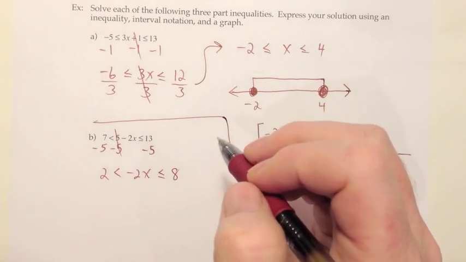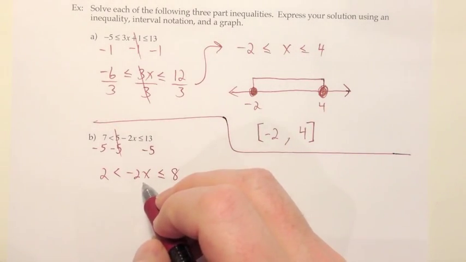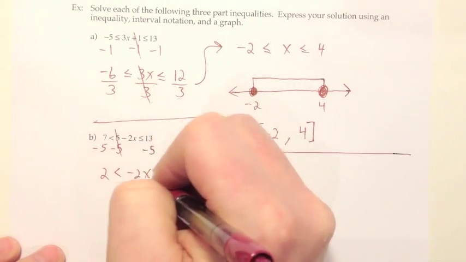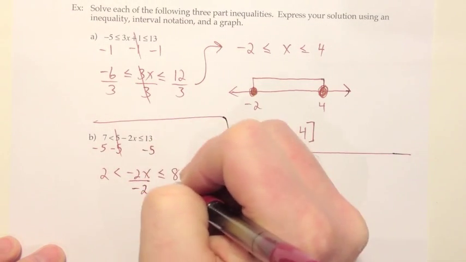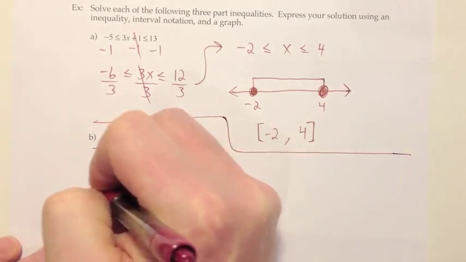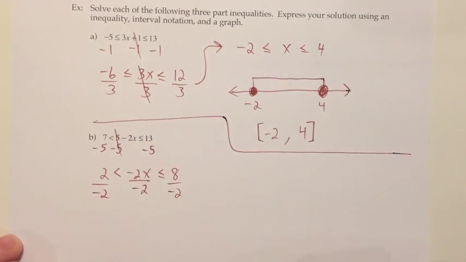So I'm almost there. I just want to get this x by itself. There's a negative 2 that's multiplying that, so the opposite of that would be to divide by negative 2. If I do that in the middle, I have to do it to all three parts. I'm doing it in the middle to make those cancel.